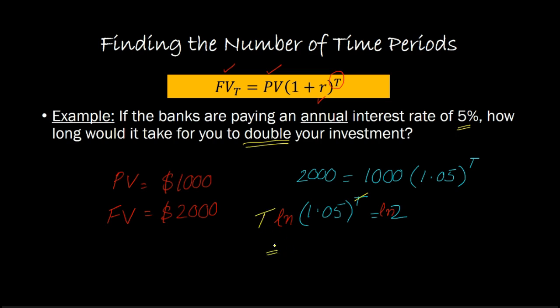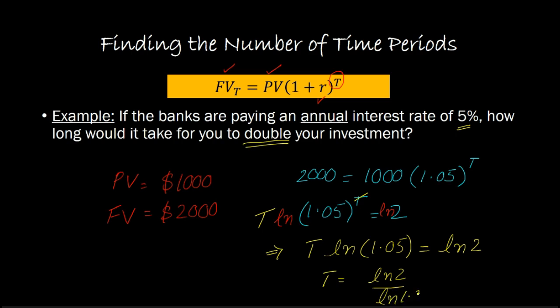So basically, this equation can be rewritten as T times the natural logarithm of 1.05, which is equal to the natural logarithm of 2. And so T here is the natural logarithm of 2 over the natural logarithm of 1.05, which, if you do the math, will give you about 14.2067. So in other words, it would take you a little over 14 years to double your investment if the banks are paying an interest rate of 5%.